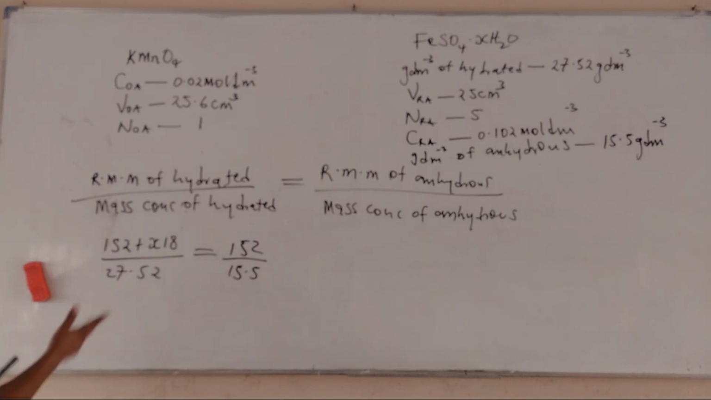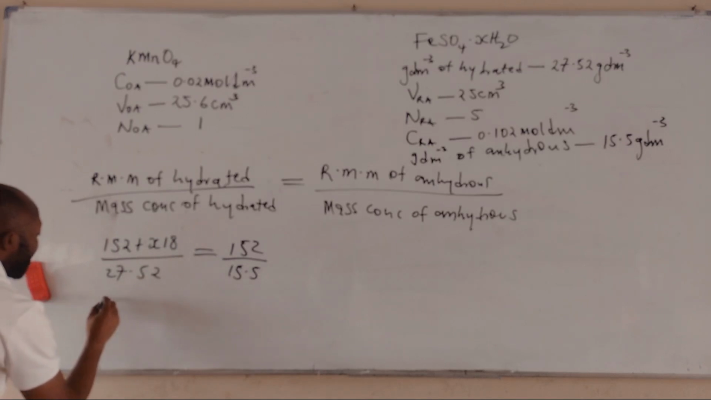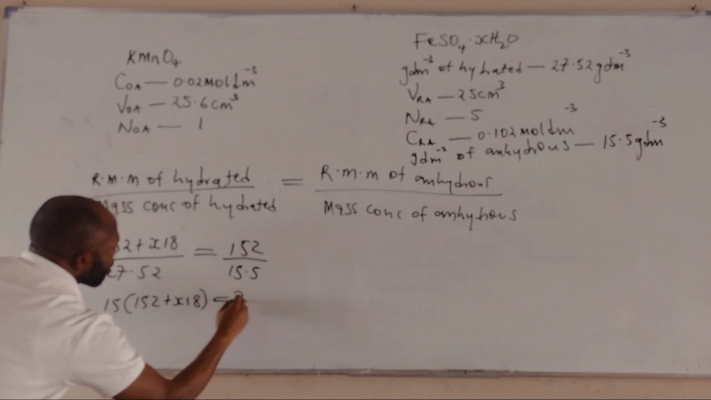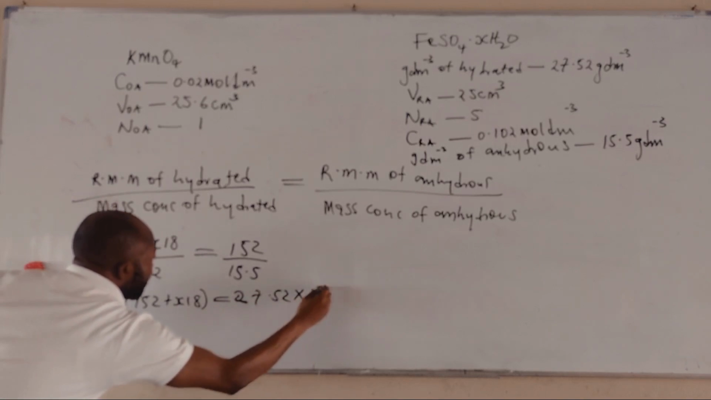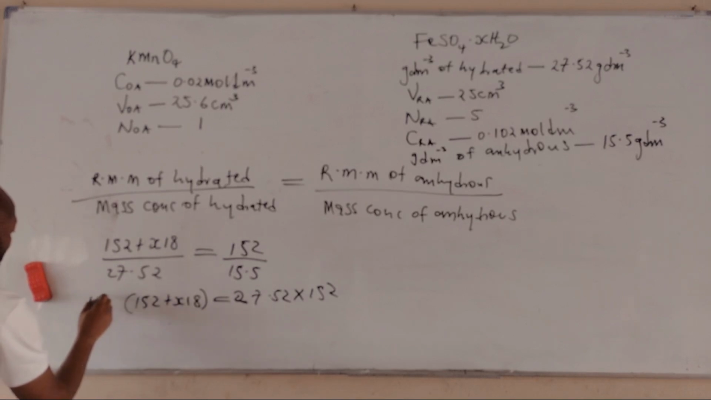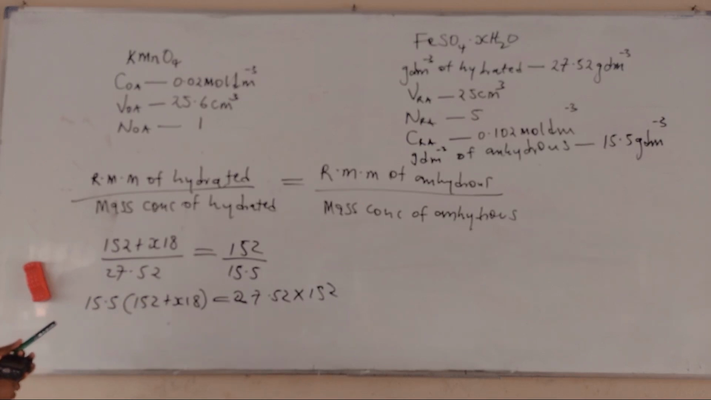Now, I'm cross multiplying. I want to make X the subject, okay? So I have 15.5 open bracket 152 plus X times 18 close, is equal to 27.52 times 152. So I'm going to expand: 15.5 times 152 is 2356.